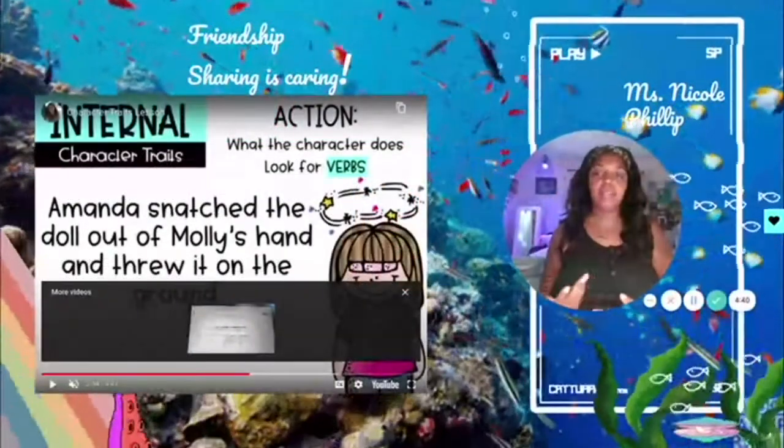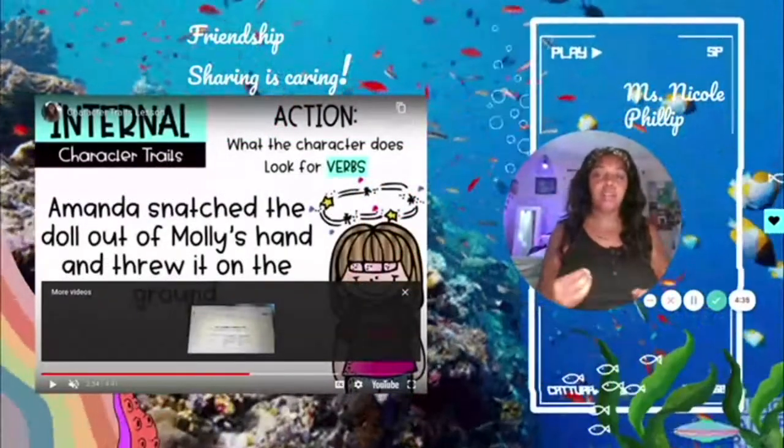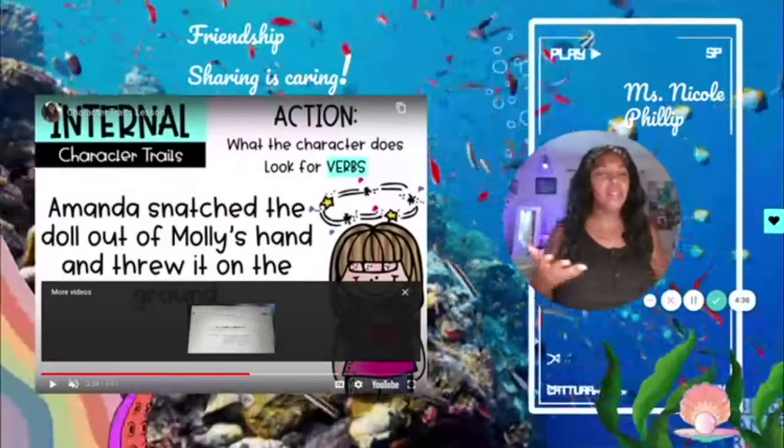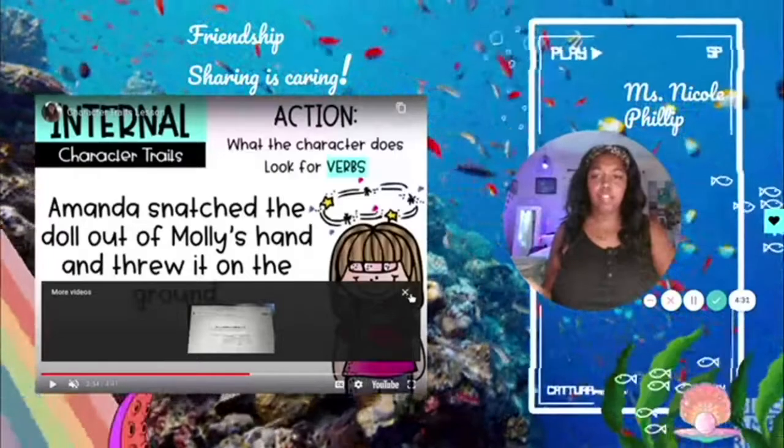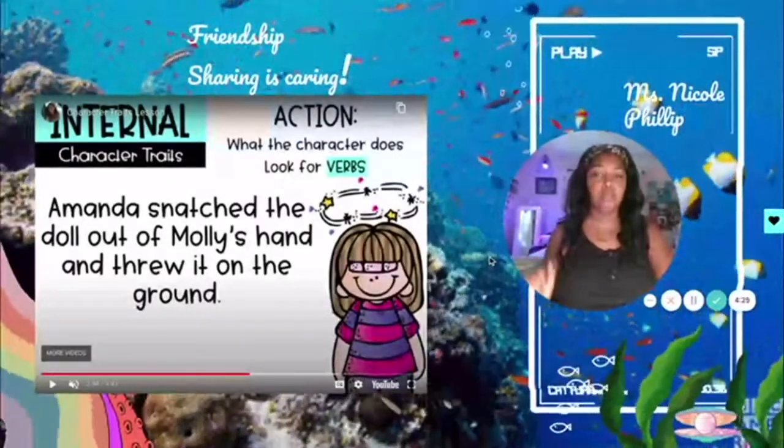Traits. Some internal character traits are what the character does. Let's look for verbs. An example would be, Amanda snatched a doll out of Molly's hand and threw it on the ground.